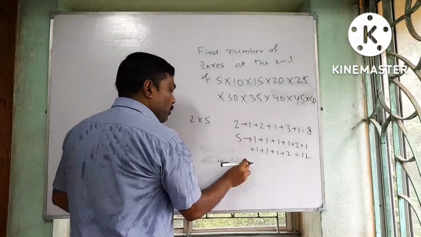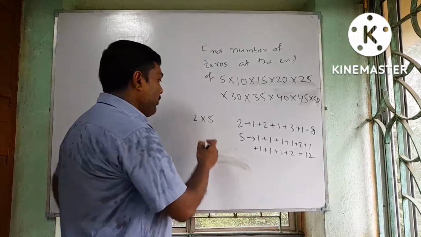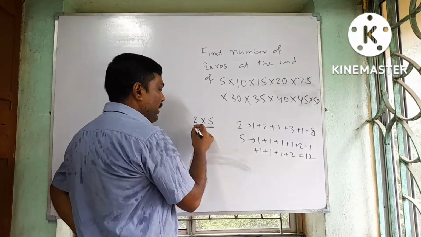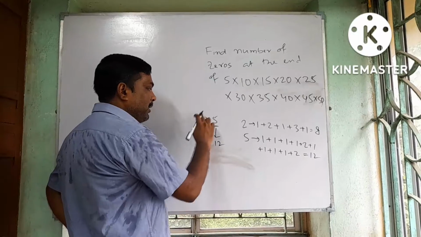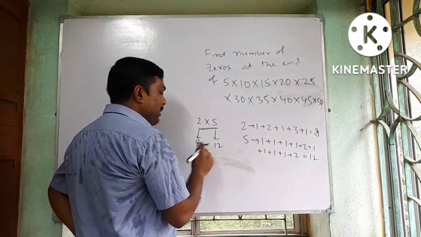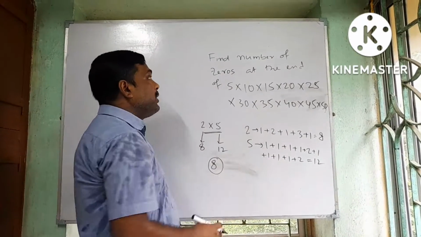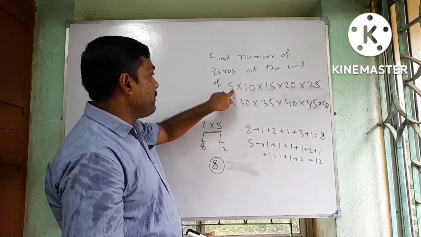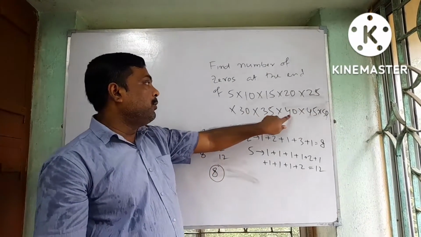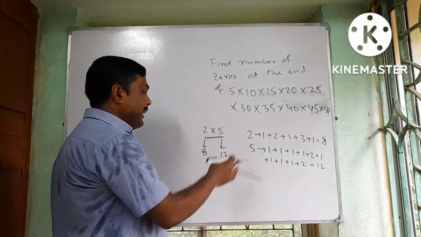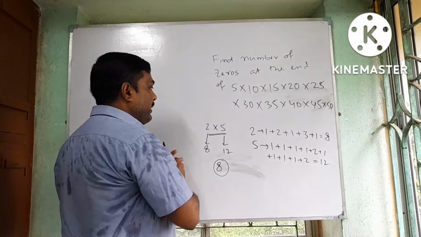So we have 8 2's and 12 5's. How many 2 into 5 multiplications are possible? The minimum of these two, that is 8. So at the end of this product, 5 into 10 into 15 into 20 into 25 into 30 into 35 into 40 into 45 into 50, we will get 8 zeros.